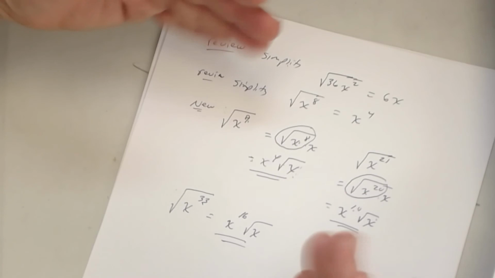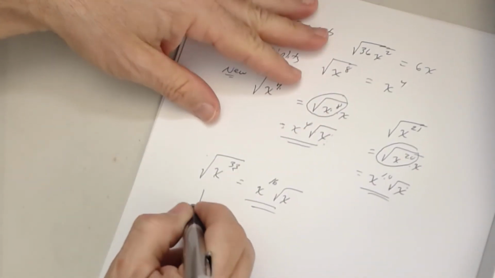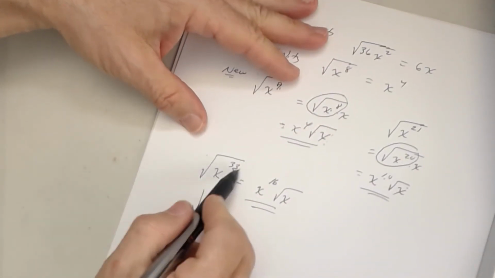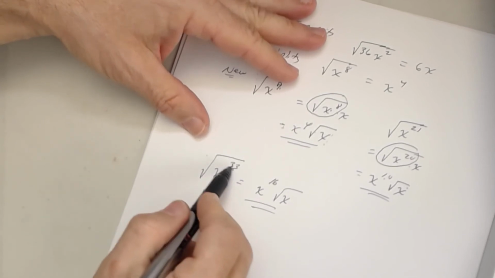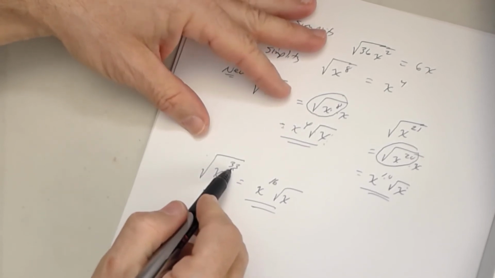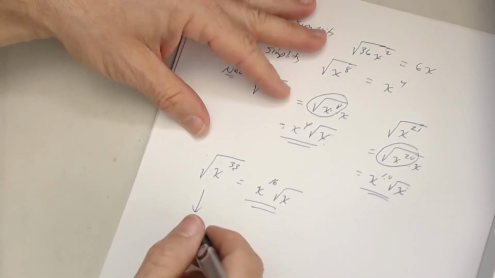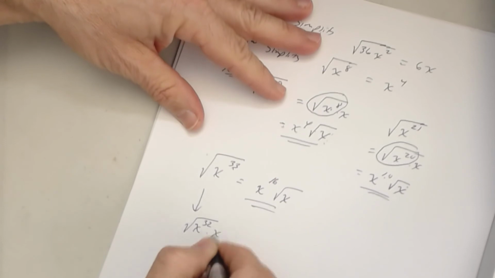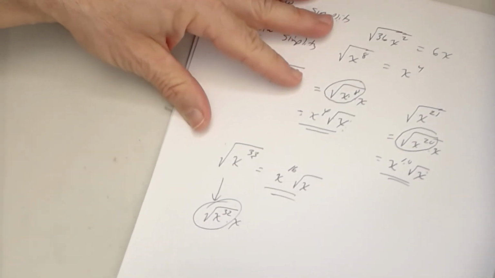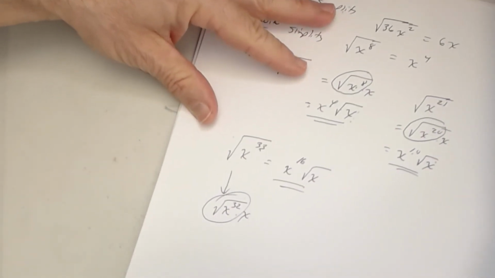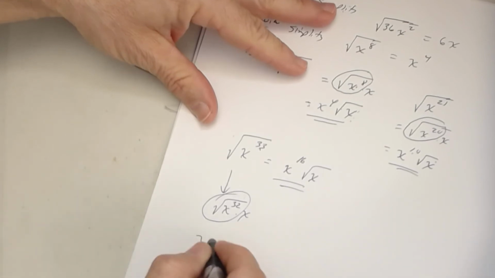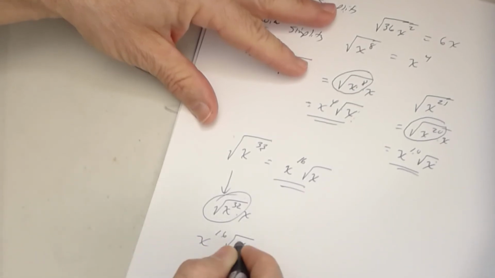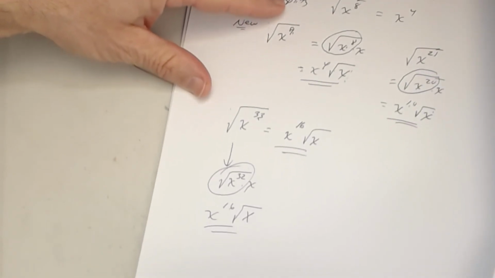Now, if you want to do the long way, here's the long way. You can say, what's the largest whole number less than 33 that 2 goes into? 32. So the square root of x to the 32 times x. What's the square root of x to the 32? X to the 16 times the square root of x. That's it. That's all that is. All right.